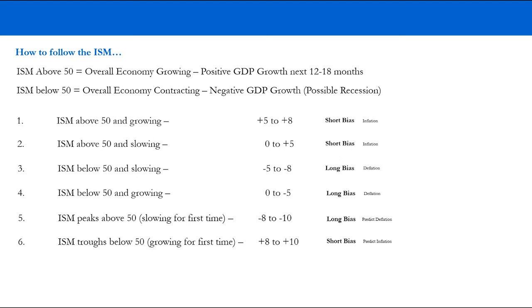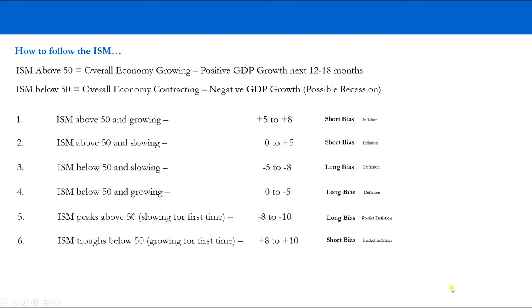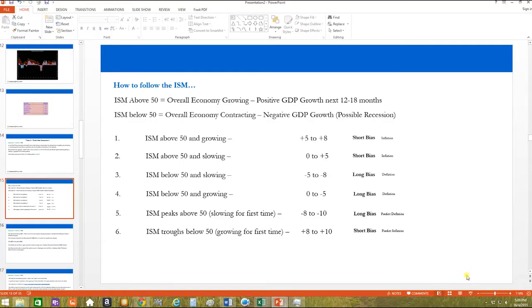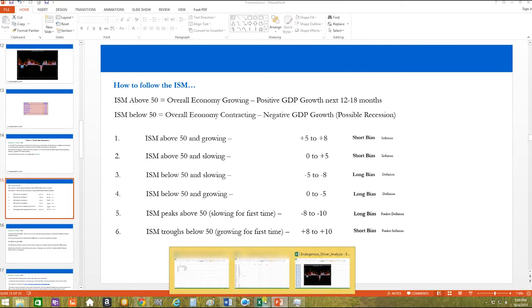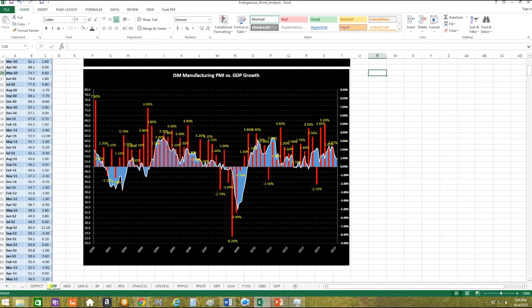So again, we're going through this and getting our hands dirty and really getting into it. So hopefully you're picking this up as we go along. But what we can do now is go over to the spreadsheet and just have a look at some of these cases. Okay, so let's go over to the endogenous analysis spreadsheet and start looking at how this really works with the ISM. So if we open up the spreadsheet, make sure we're in the ISM here, and we're looking specifically at this chart here.